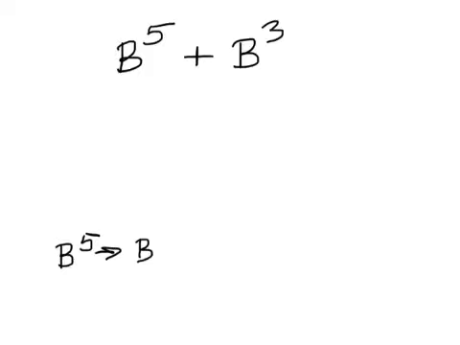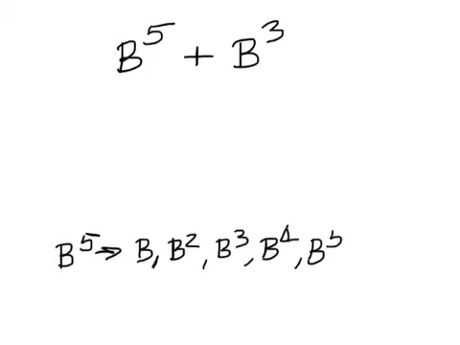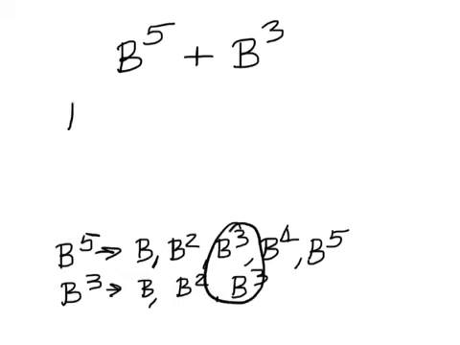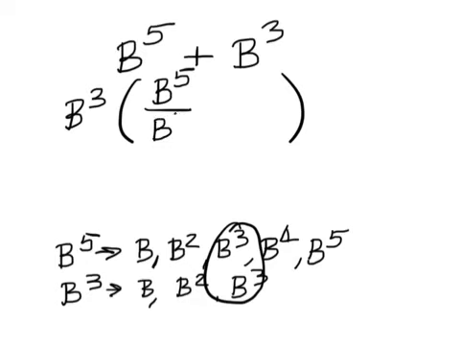In this problem, we have b to the fifth plus b to the third. The factors of b to the fifth, you could take out a b squared, a b to the third, b to the fourth, and b to the fifth. For b to the third, you could take out b squared, and b to the third. What's the highest that they both have in common? B to the third. And then divide both sides by b to the third.